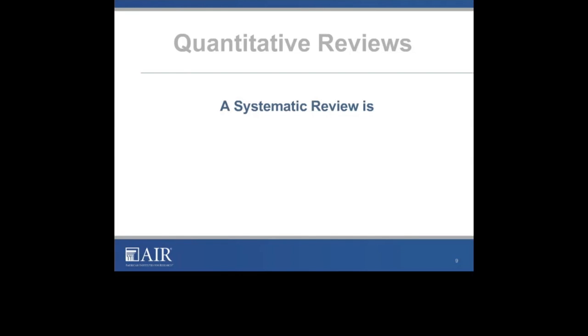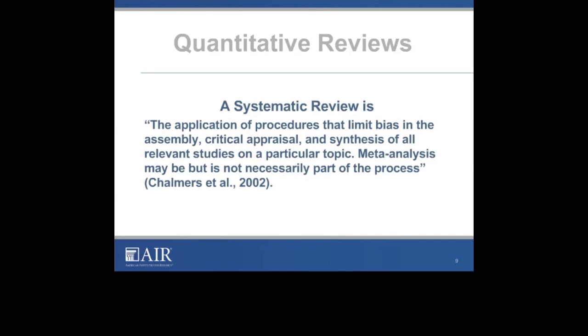Okay, moving on. The gold standard in the review field traditionally has been the so-called systematic review. It's a type of quantitative review. By a systematic review, we mean the application of procedures that in the end will limit bias in the assembly, in the appraisal and synthesis of all the relevant studies on a particular topic.